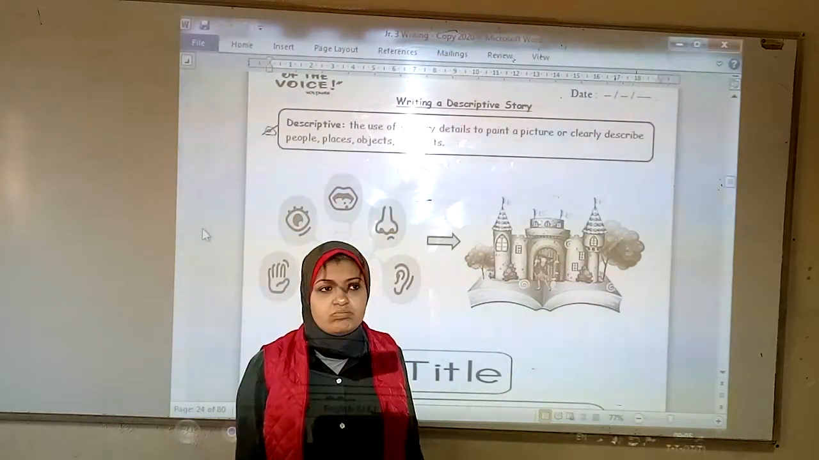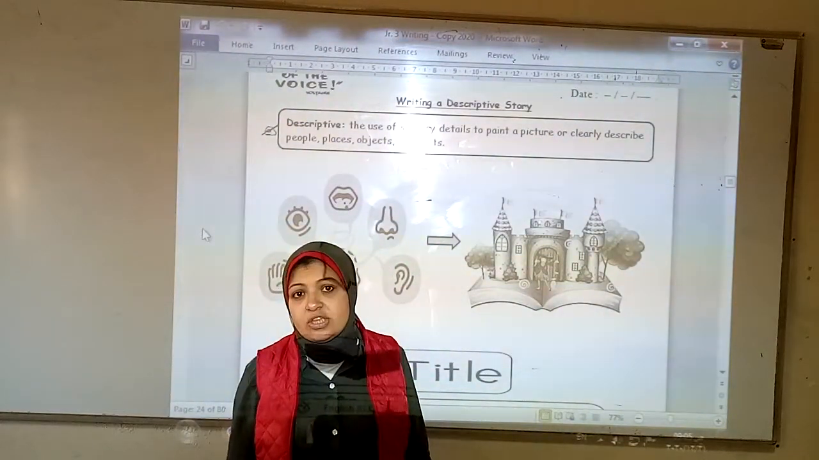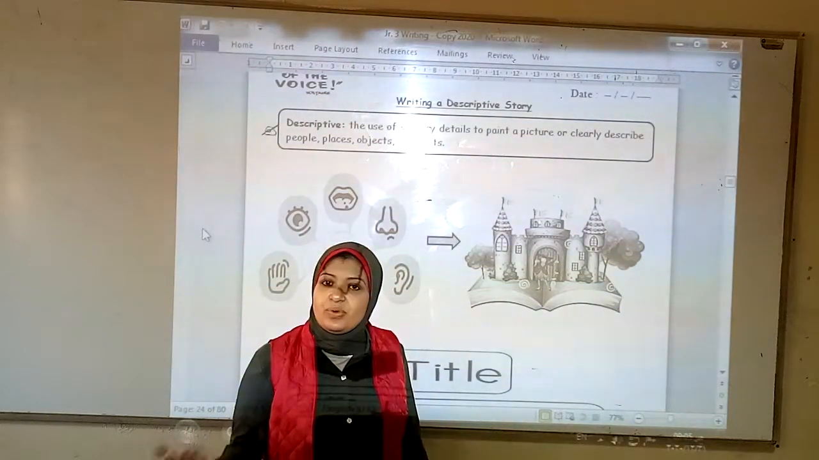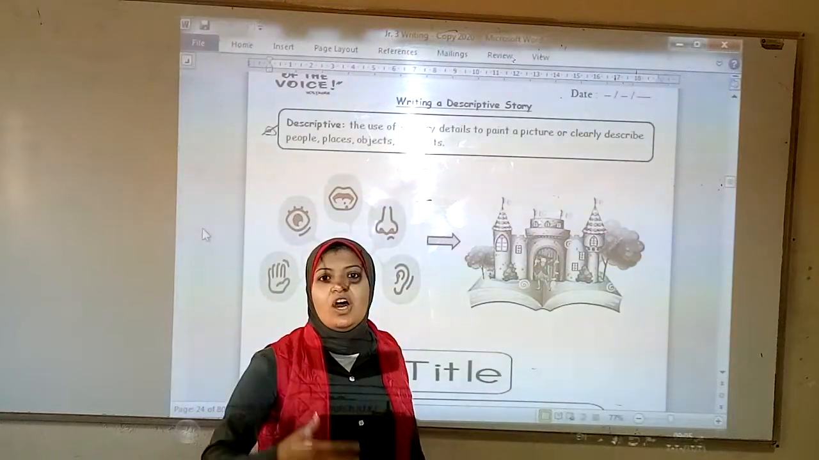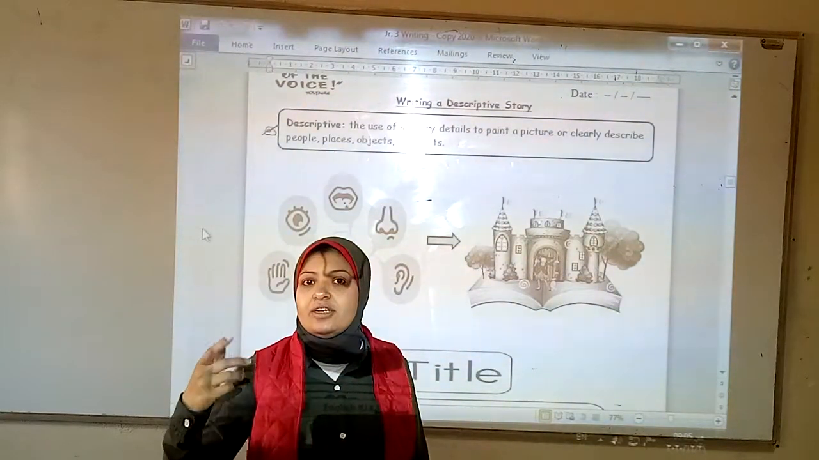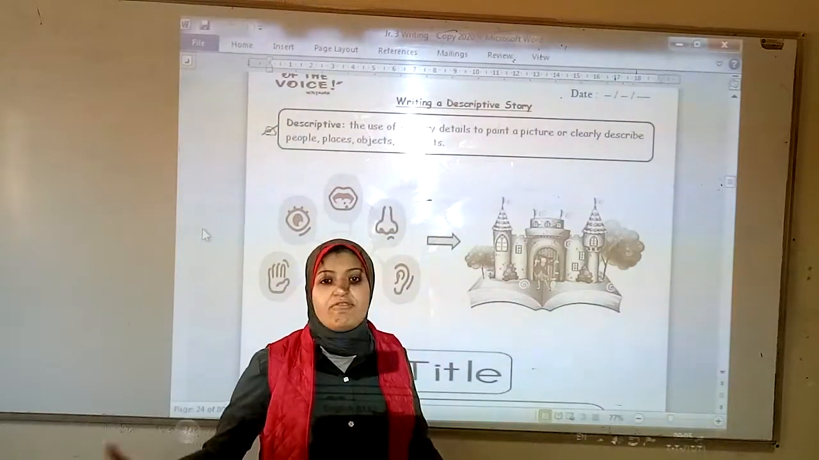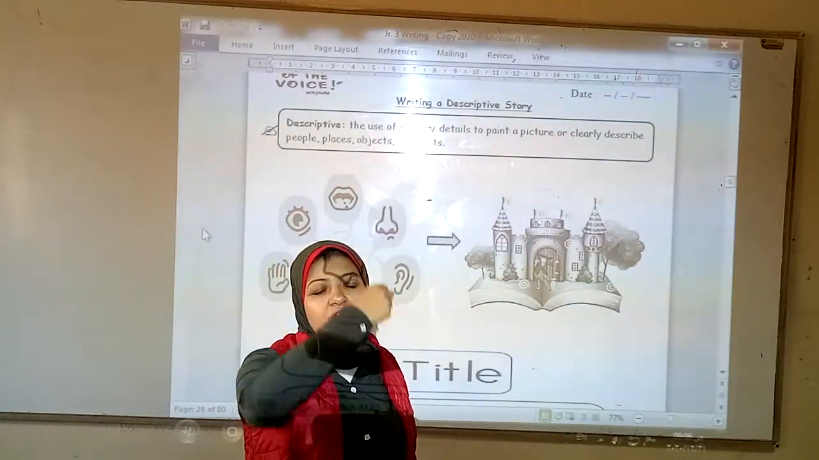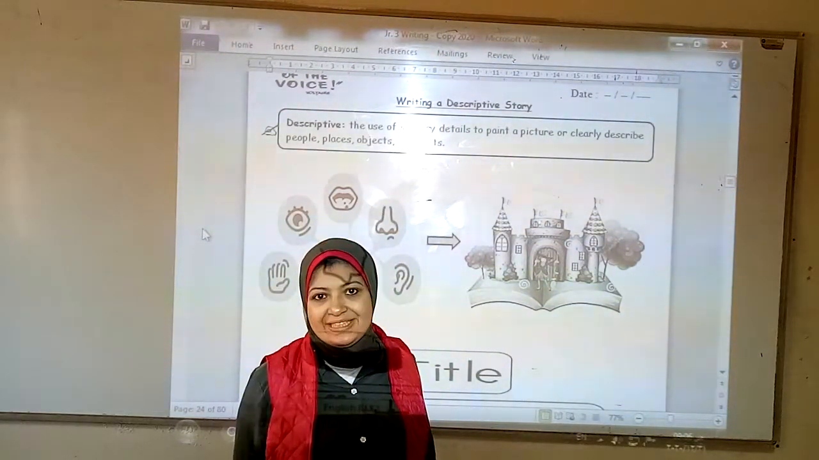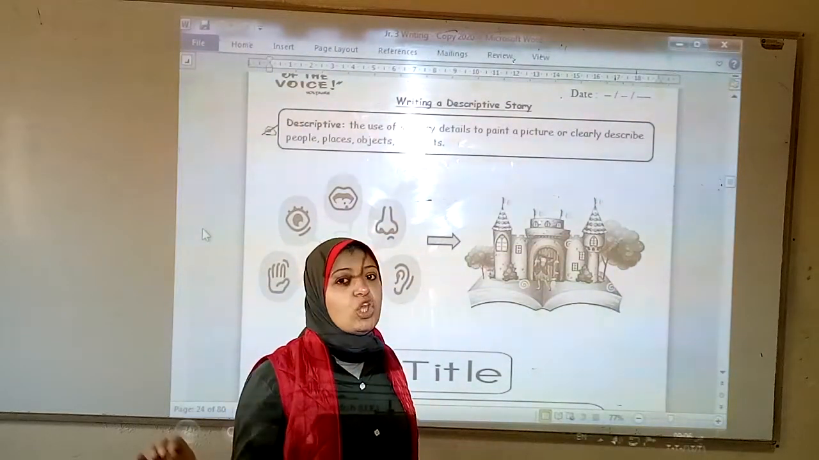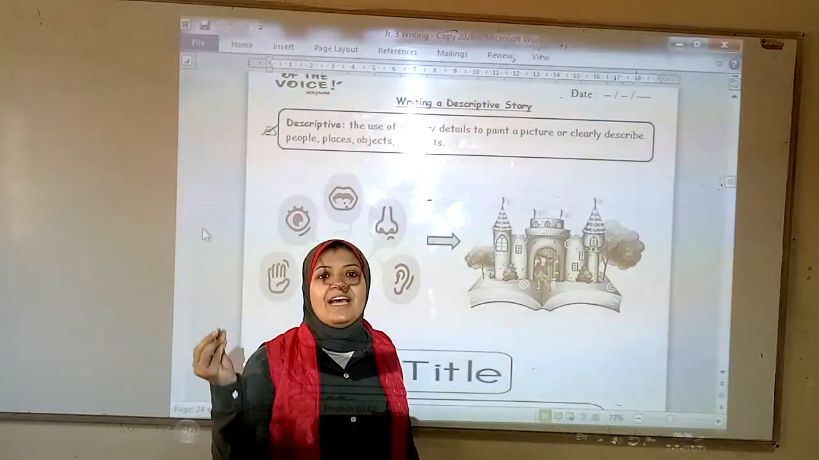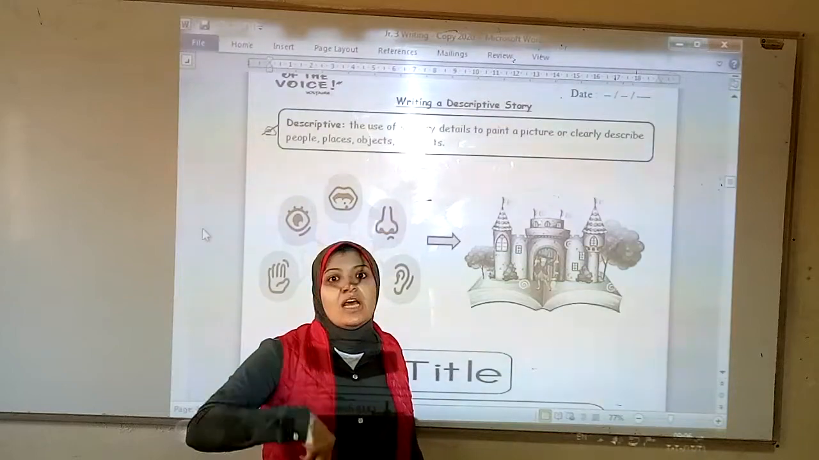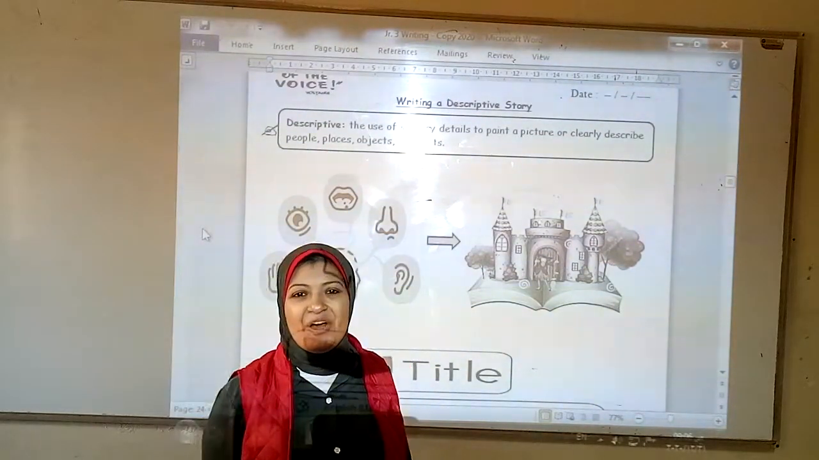If I told you, I saw a flower, can you imagine this flower? No, you can't, because I didn't describe it for you. But when I tell you, I saw a long, beautiful, thin, red and green flower, can you see the difference? Some adjectives let you draw the picture in your mind. This is what we want you to do. We want you to keep telling us details that make us draw the picture in our minds.